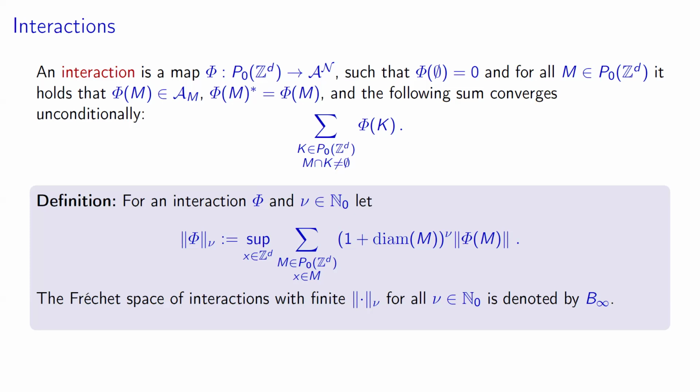Okay. And then this is at point x, and then we take the sup over all x, and that will control the localization of the local terms of our interaction. And now the Fréchet space of interactions where this is finite for all nu, this is the space B infinity. So that means in particular, in this kind of physical modeling where we have hopping and two-body interactions, the two-body interactions have to decay faster than any polynomial, and the hopping terms as well.